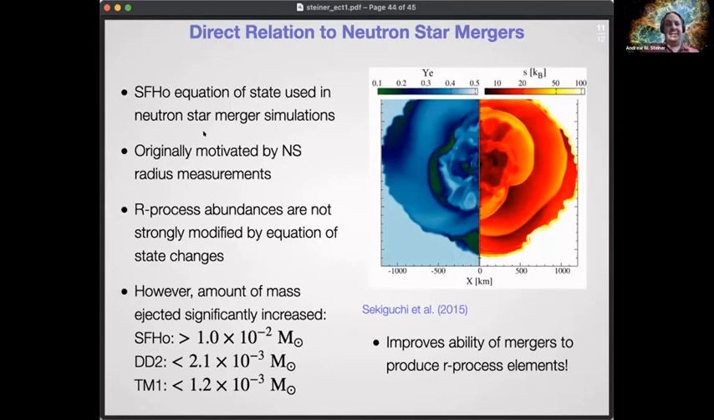I also want to point out at the end, there's a direct relation of all this equation of state and composition work to neutron star mergers, through the SFHO equation of state we originally created. The purpose of creating this back in 2013 was that neutron star radius measurements were directing us to a mass-radius curve which was inconsistent with the input in previous equations of state. It doesn't matter for the r-process abundance so much. However, the amount of mass ejected was found in this particular paper to be strongly dependent on the equation of state. And this means that SFHO turns out to be a little bit better about producing an r-process in a merger.